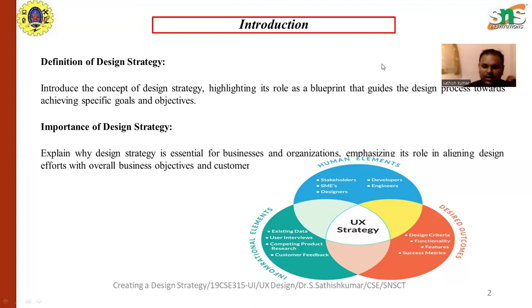Next one is desired outcomes. Desired outcome is nothing but desired design criteria. We have to set the criteria, and based on the criteria only, we are going to travel and achieve the strategy. Next one is functionality. We have a number of functionalities, which means we are going to focus on the functionalities in terms of the UX strategy. Next one is features. So we need to cover the features and success metrics.